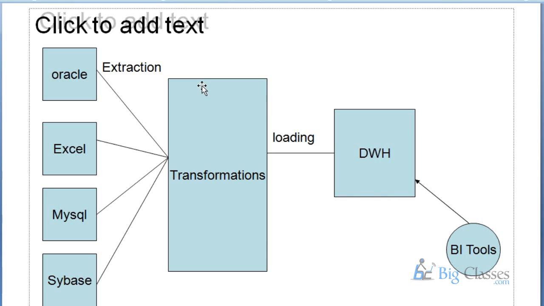So Informatica, DataStage, Ab Initio, a lot of tools are available. By using these tools, we will do this process. Once the data has been loaded into the data warehouse, we use business intelligence tools to fetch data from the data warehouse. Let me give you an example.